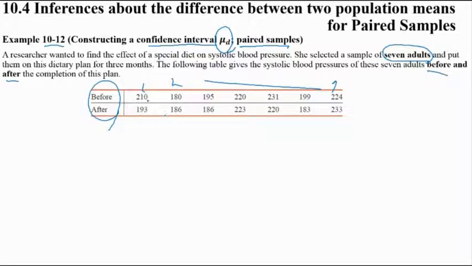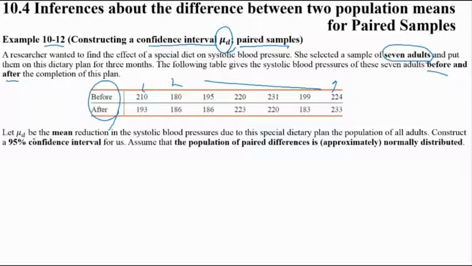The paired sample is non-independent, before and after, because it's the same person, the same adult. That's why it's dependent. So the question is mu d, the mean, and they give the significance level, a 95% confidence interval, right?